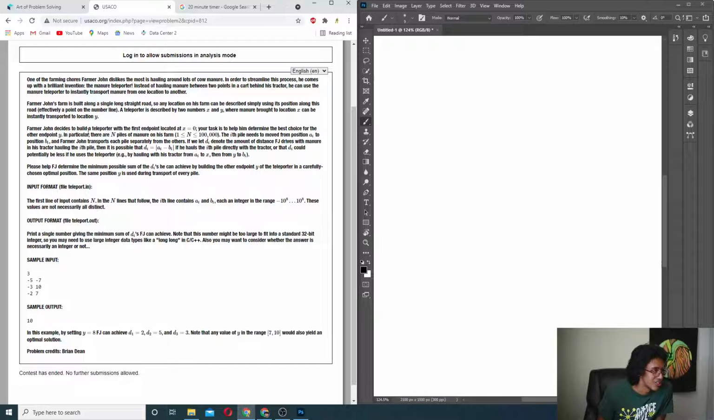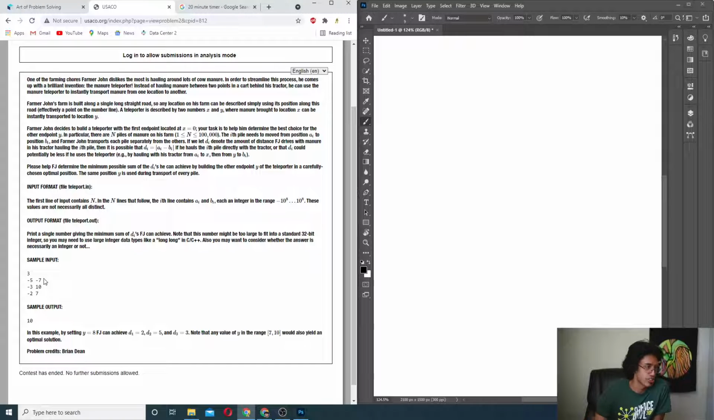Okay. So essentially, the first endpoint of the teleporter is x equals 0. Oh, I see, I see. So this just has the different piles that need to be moved, and then essentially you want to find out where you want to put the teleporter. Okay. I see. So we basically want to minimize the D. Okay. I see.